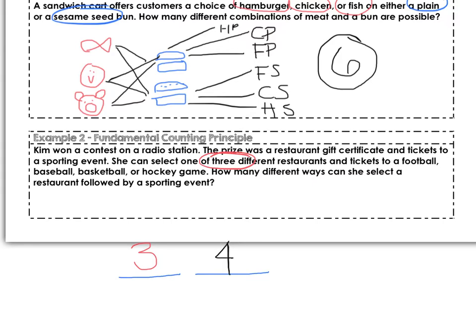By the fundamental counting principle, we can multiply these to find that there are 12 different possibilities of selecting a restaurant followed by a sporting event. I just want to point out one of my strategies here. I really like to use placeholders. That way I can set up how many different options I have within each category.